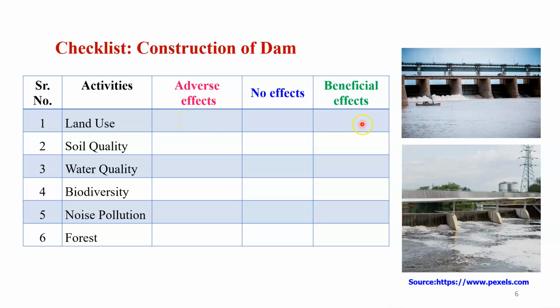If it is positive, then you can tick mark here in the beneficial effect. If it is a negative impact, then you can tick mark in the column of the adverse effect. And if you are not able to say whether it is positive or negative, in this situation you can just tick mark in the column number 2, that is no effect. This type of checklist you can make for any type of project that we are going to start in that area.